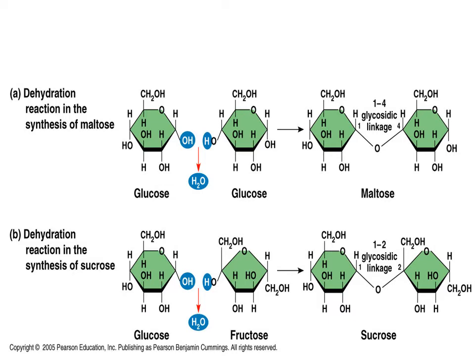This slide shows a dehydration synthesis reaction. You take 2 glucose molecules, you join them together to form maltose, and you release 1 water molecule. The bottom image shows you combining glucose and fructose together. You also release 1 water molecule and you create sucrose.